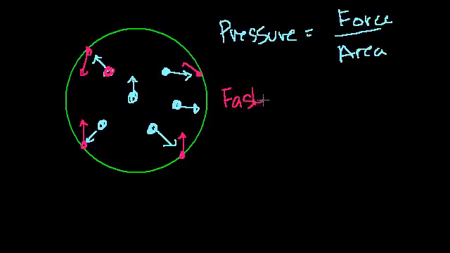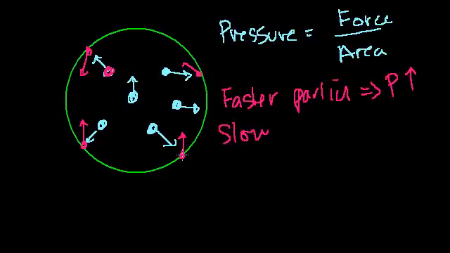Faster particles would imply pressure would go up, right? Slower particles, you're going to be bouncing into the container less, and when you do bounce into the container, it's going to be less of a ricochet or less of a change in momentum. So slower particles, you're going to have pressure go down.